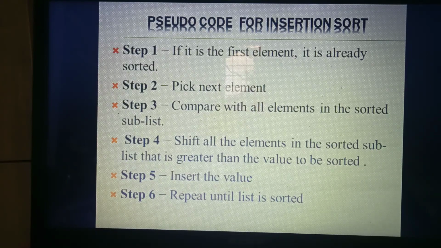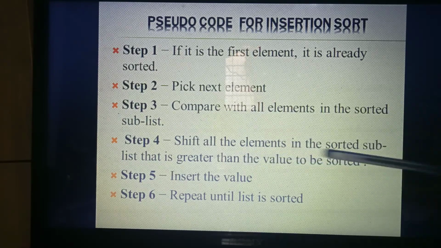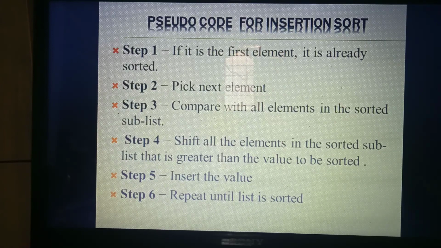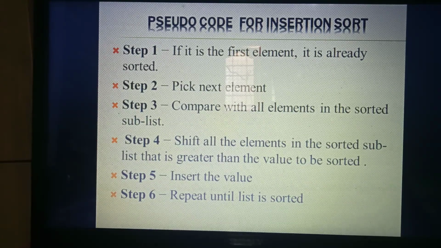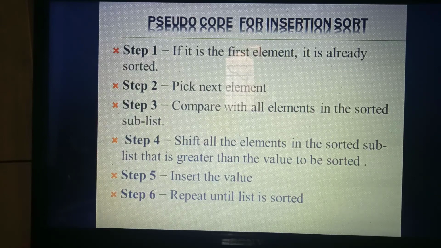Then, if an element is greater, you need to shift it, and the smallest element you need to place at the first. They say: shift all the elements in the sorted sublist that are greater than the value to be sorted. That means if a value is greater, you shift it from that place, and the smallest value you keep at the first. Understand? What's the meaning? Shift all the greater elements. If you are inserting a particular element and a value is greater, you shift that element to the next place, and the element being inserted comes to that place.